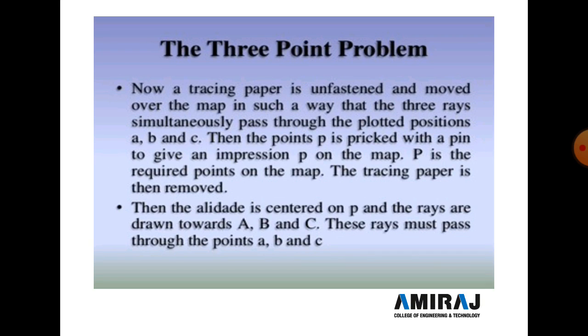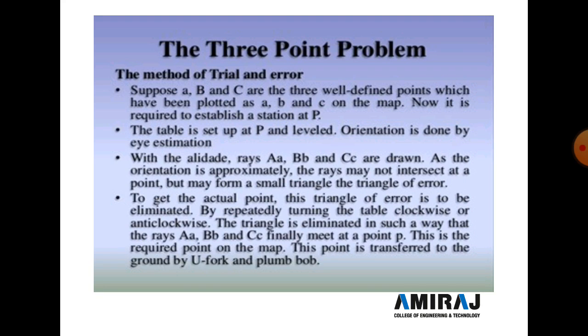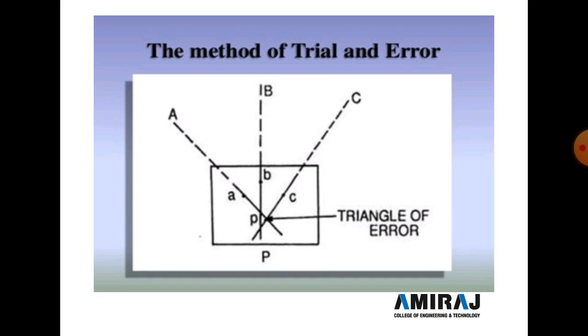And now another method of the three point problem is the trial and error method. So in this trial and error method, suppose we discuss from the figure, small a, b and c are three well defined points marked on paper and on the ground, small a, b, c clear, and we require to establish a point P at a station, capital P point.